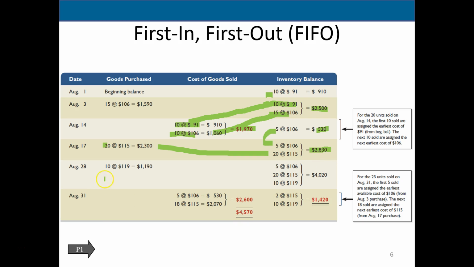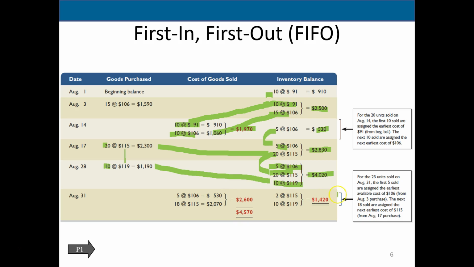Then we bought more. We bought another 10 units at 119. Once again, the price is going up. Therefore, we have another layer. So our oldest layer now is 5 at 106, which was from here, and then the 20 at 115. And now we have the new layer, 10 at 119. If we multiply those out, add them up, ending inventory of 4,020 on the balance sheet, on the trial balance.